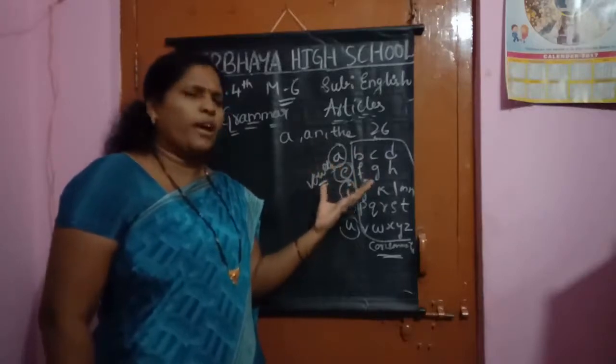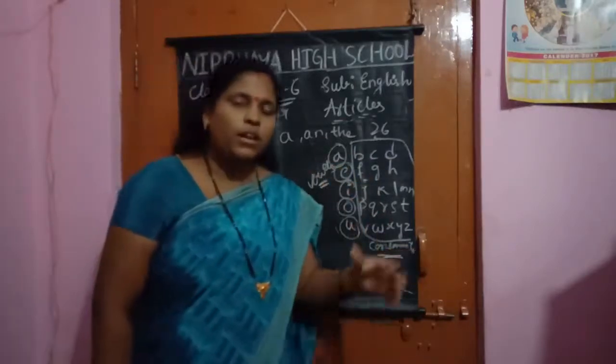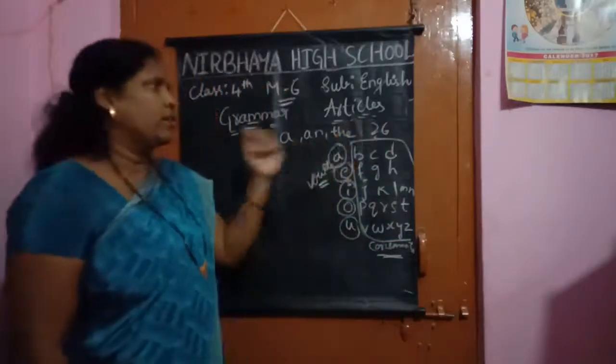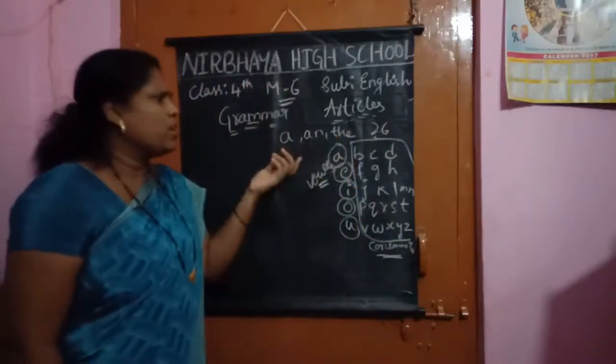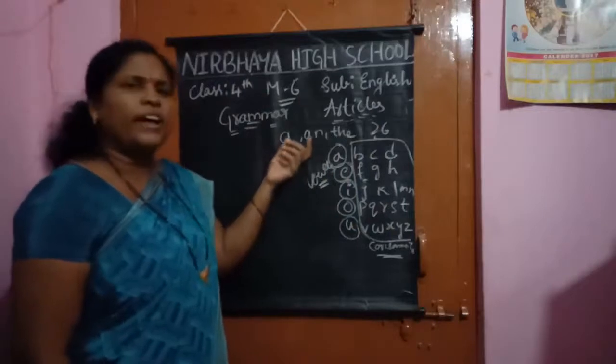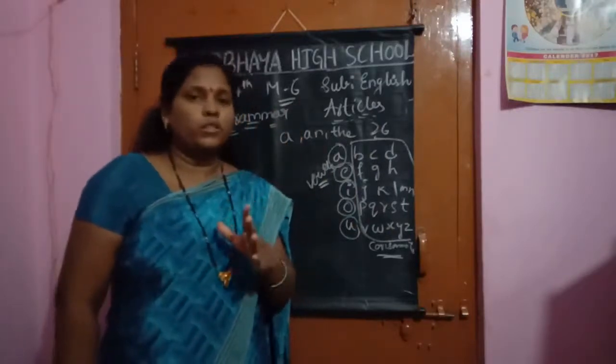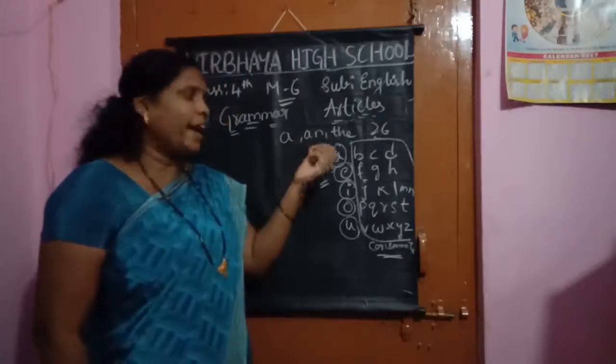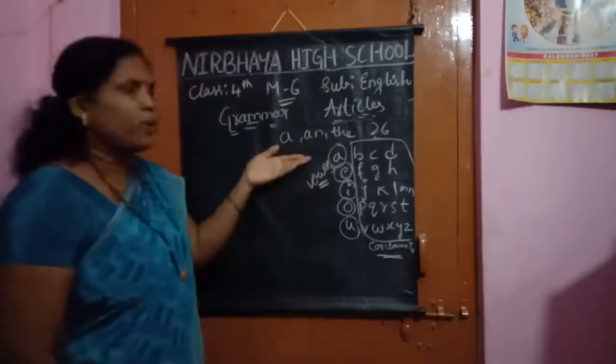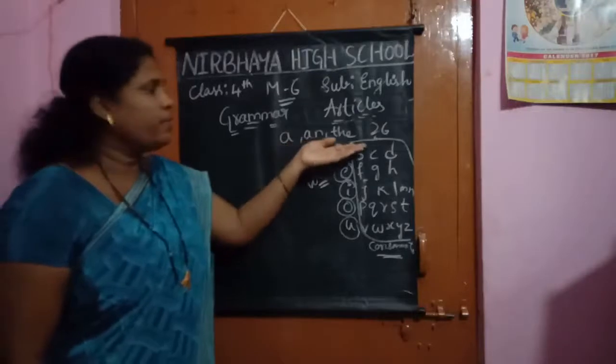Now you have an idea about vowels and consonants. Yes, children, now we are going to see the articles. What are the articles here? A, an and the. Articles point to nouns or a group of nouns. Okay, children. First, where will we use a, where will we use an, and where will we use the?